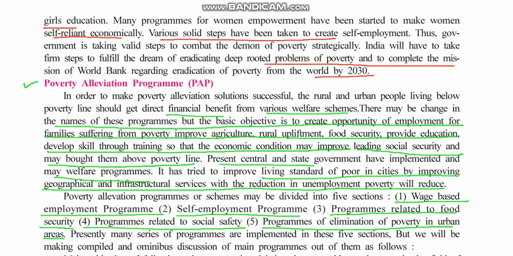At present, many series of programs are implemented in these 5 sections. A lot of government schemes are implemented under the various divisions of this, but we will make a compiled and omnibus discussion. Compiled means smaller. We will not discuss each and every detail of it, but we will compile the main details and the main programs out of the following.